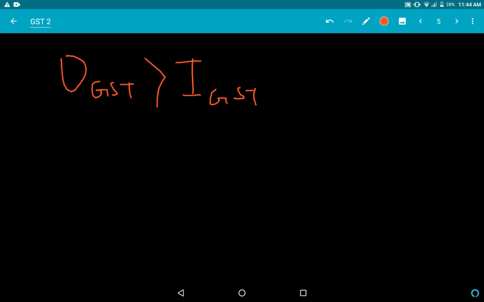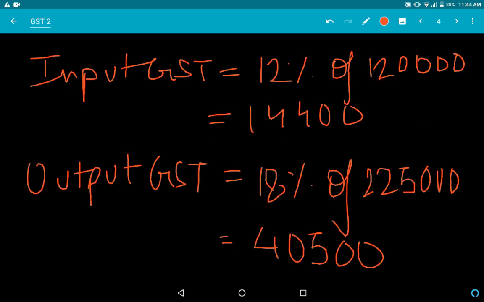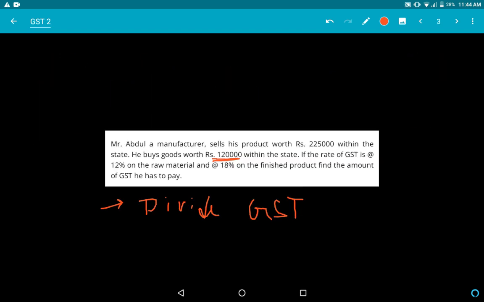Let's do one. This sum you're doing, you know how to write this in the exam. So what is the GST payable? Output GST, you write the whole thing. Okay, output GST minus input GST. What was the input GST? Minus 14400. That is nothing but 26100. This is not that kind of a question for divide GST. Cancel this.